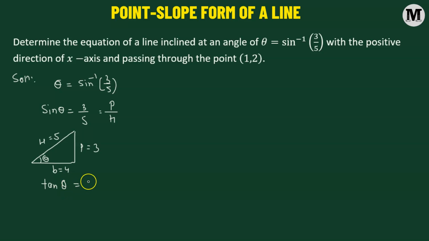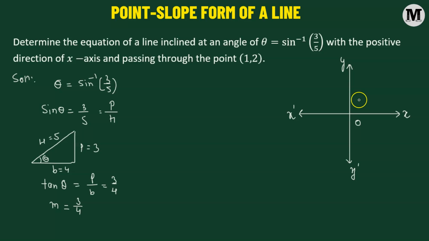So tangent of angle theta is given by the perpendicular over the base. That means tangent of theta is 3 over 4. Now that we have tangent of theta, we can say that the slope of the line is 3 over 4. And clearly 3 over 4 is a positive value. If it is positive, that would mean that the line is making an acute angle with the positive direction of x-axis. So let's try to sketch that particular line.